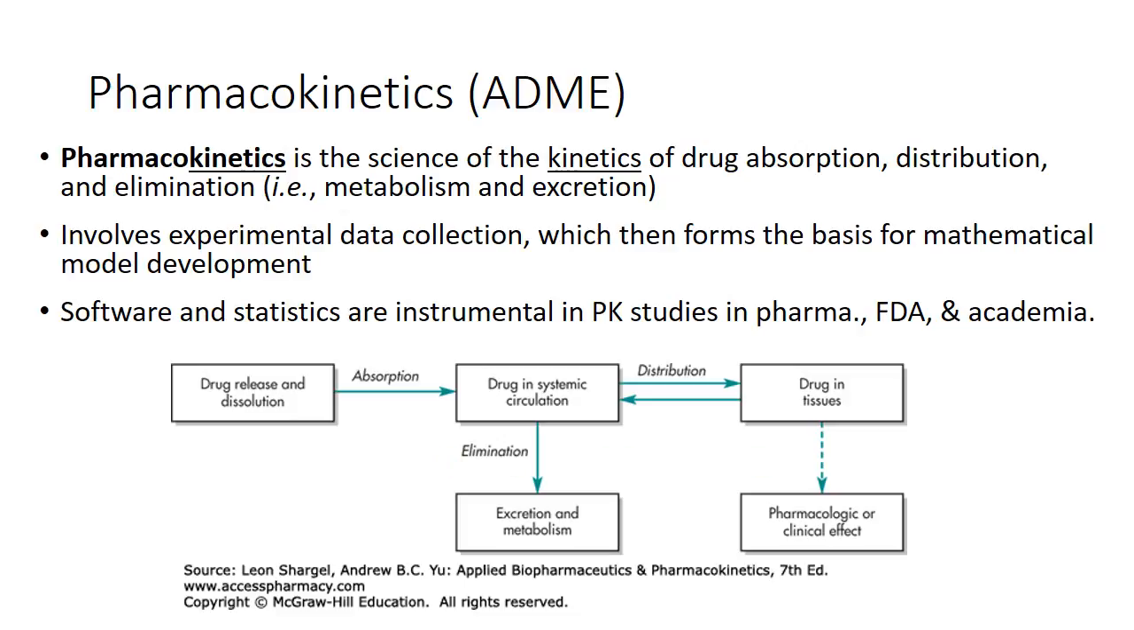If we could develop equations and constants that describe those uniquely for each drug, then we can predict what would happen for each patient, based on the dose and the frequency that we give a drug. It involves experimental data collection, which then forms the basis for mathematical model development. So pharmacokinetics does require experimentation first, and then we refine models that can quantitatively describe the disposition of the drug throughout the whole body.